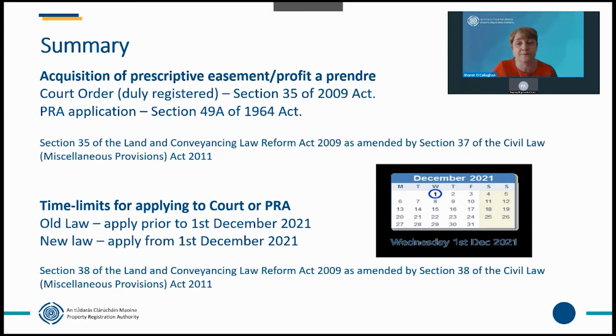number of occasions. If you intend to lodge an application prior to the 1st of December, I would urge you to lodge this as soon as possible. We are currently running a high rejection rate of 78%, and in order for an easement to be registered under the existing law, a properly granted application must be received by the PRA prior to the 1st of December 2021.